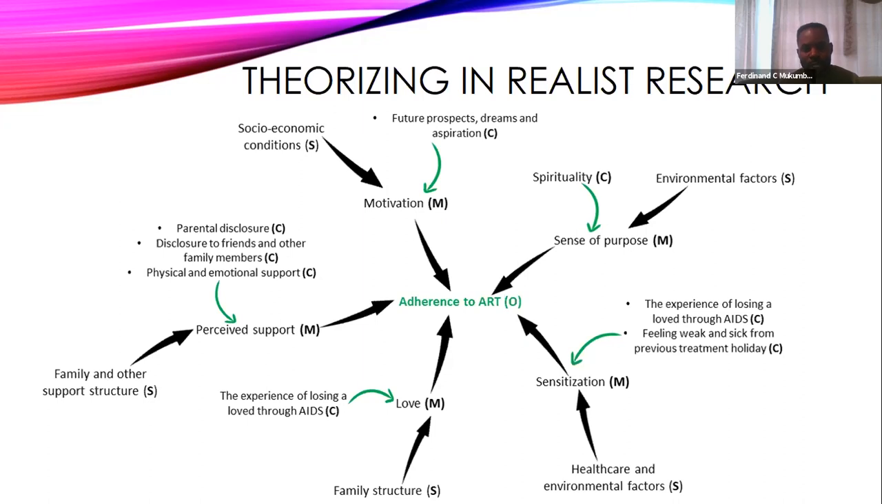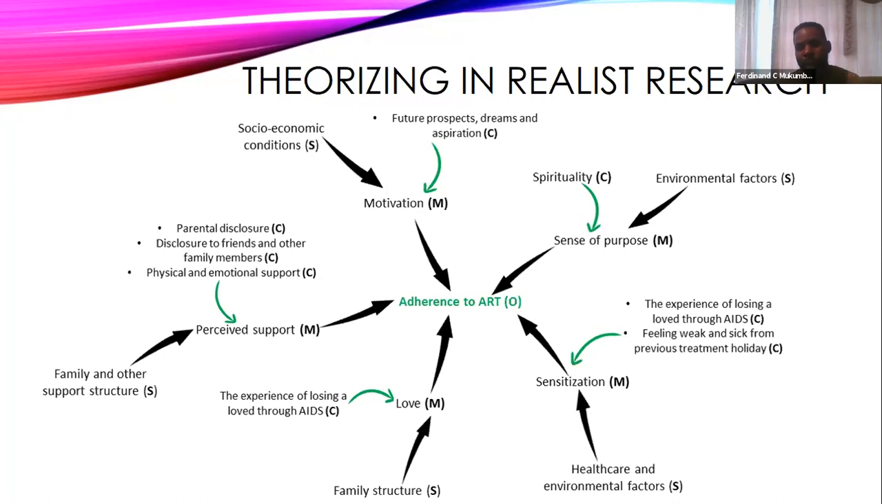But then the important contextual element is that most adolescents are living with HIV because they got it from their parents through childbirth. And so the important contextual elements I found were that if the parent has disclosed their own status to their child and explained how they came to be HIV positive, and if the child has disclosed to their friends and other family members, and they receive physical and emotional support, then these adolescents will perceive that they are being supported, and the perception of being supported makes one easily adhere to medication, because you would have people who would help you to go to the clinic, remind you to take your medication, remind you of your appointments. And so that is a micro theory that I've developed at that end.